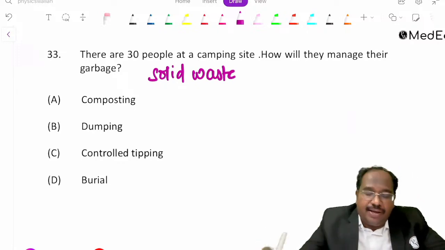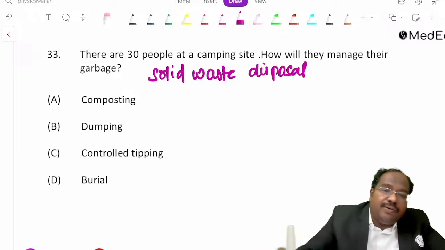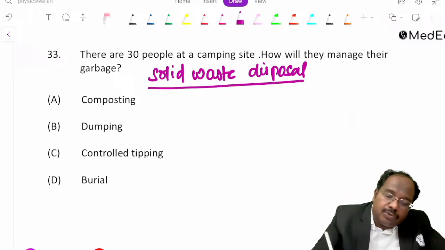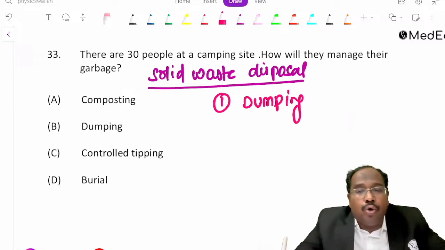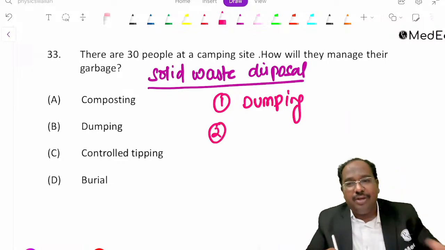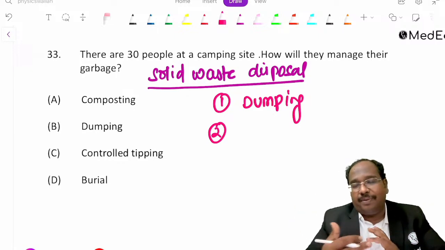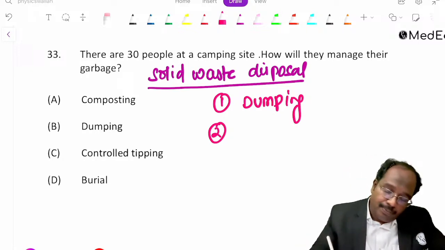We are discussing solid waste disposal. How will you do solid waste disposal? The first one is called dumping. You can throw the waste. What we all do is throwing: you identify a place near your house, and people from every house dump the waste in that particular area. That is dumping.